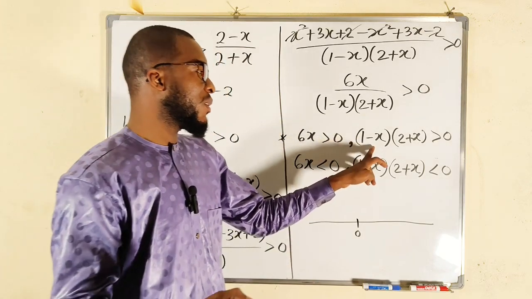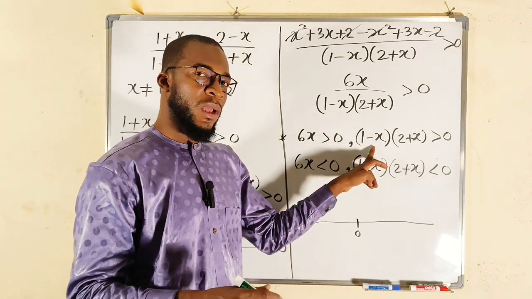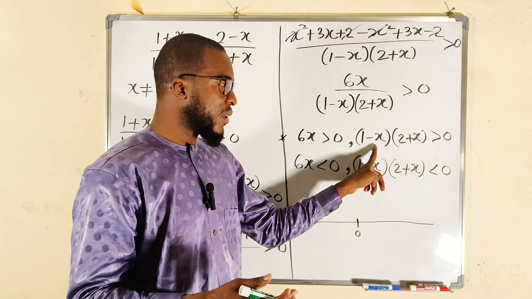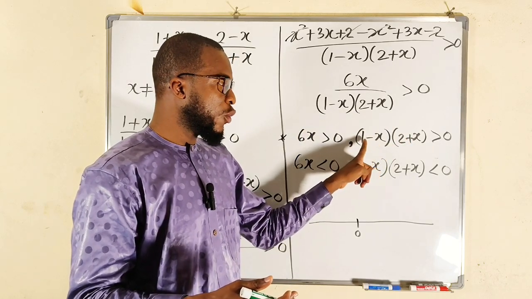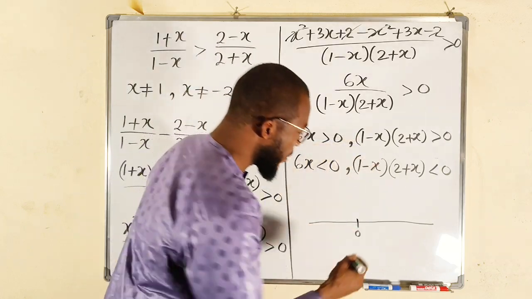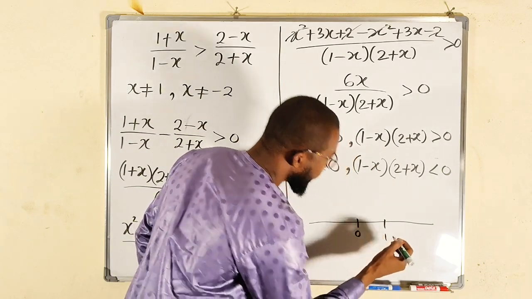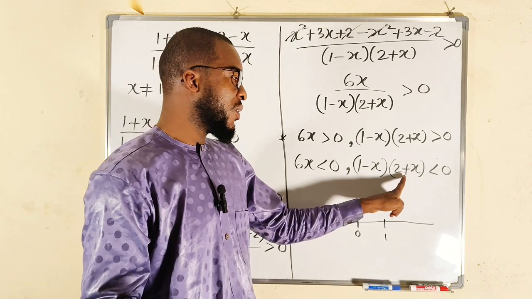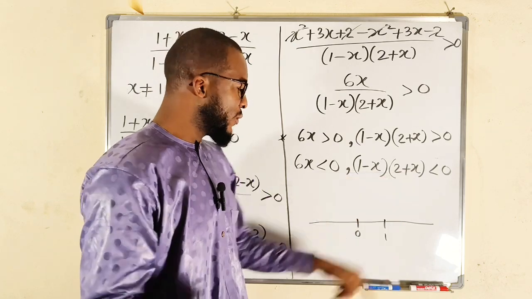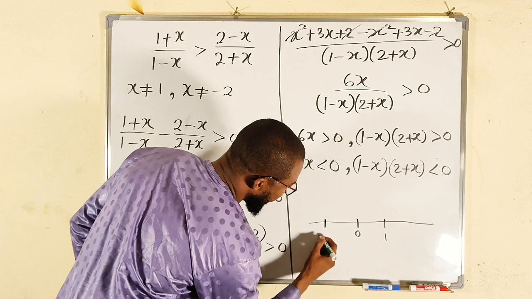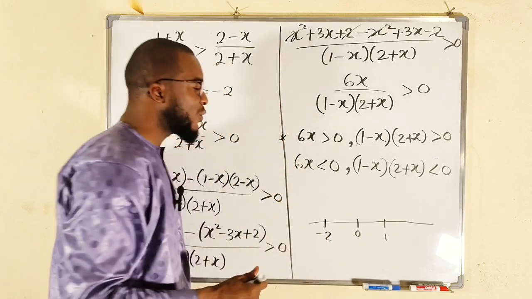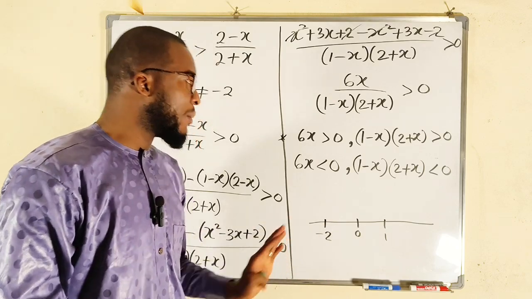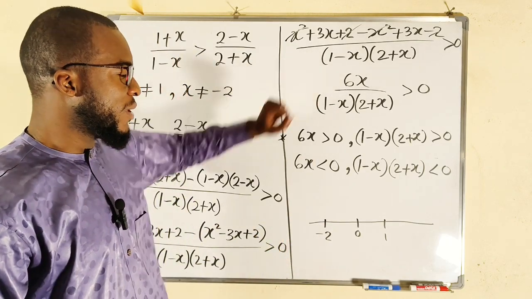Then if you look at the other ones, assuming that this is an equation, taking this to the other side, we have x equal to 1. So we have 1 here. Then taking this to the other side, we have x equal to negative 2. So let me bring negative 2 here on the number line. So we are going to test these values as well as other values in between them, and we're going to pick them here.